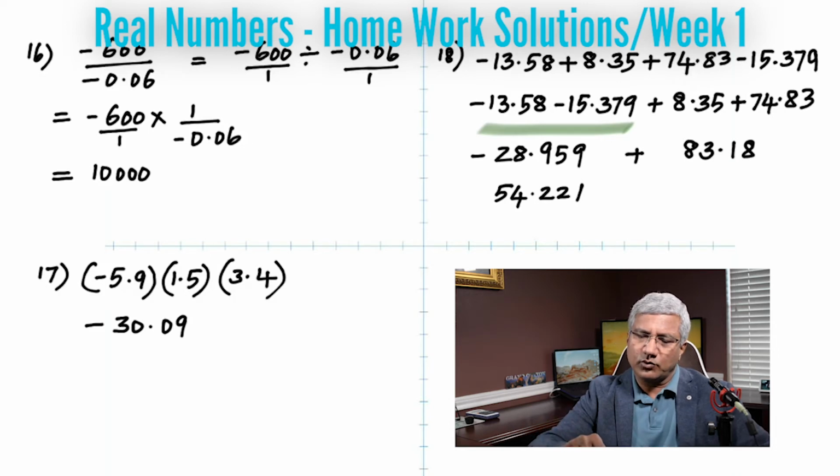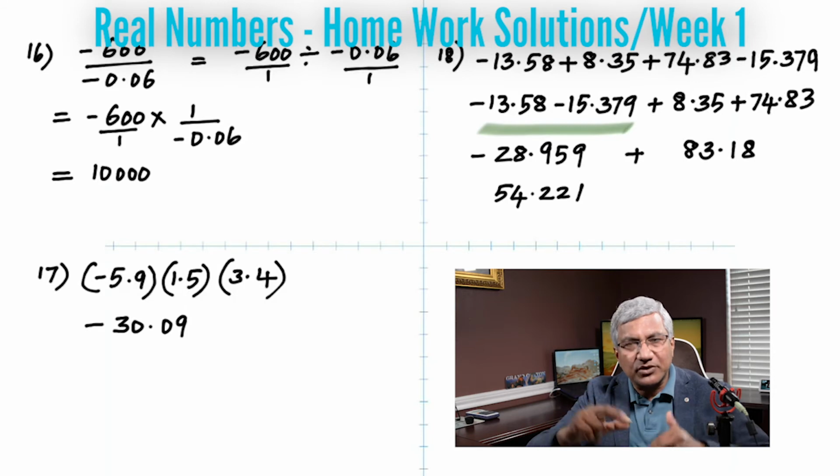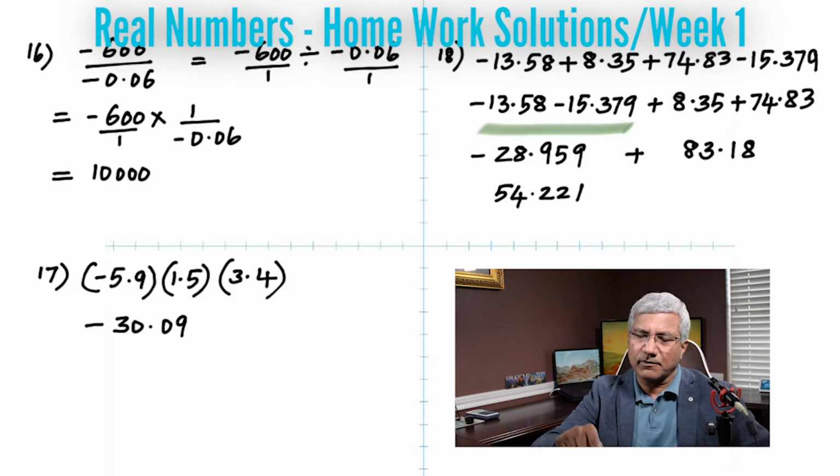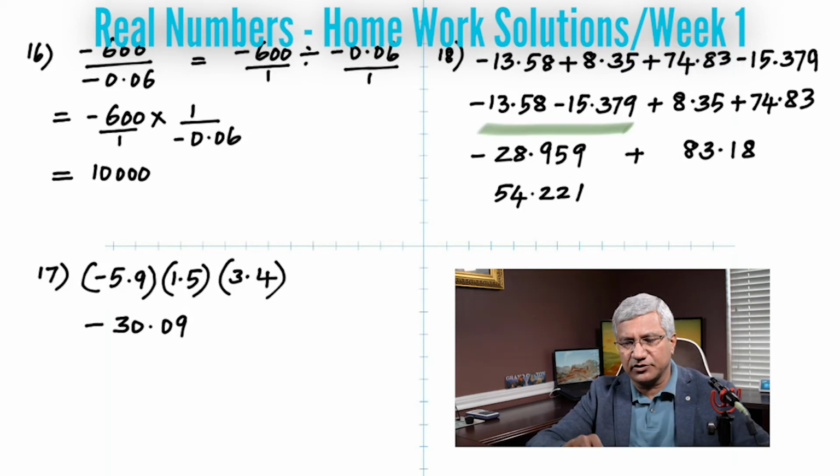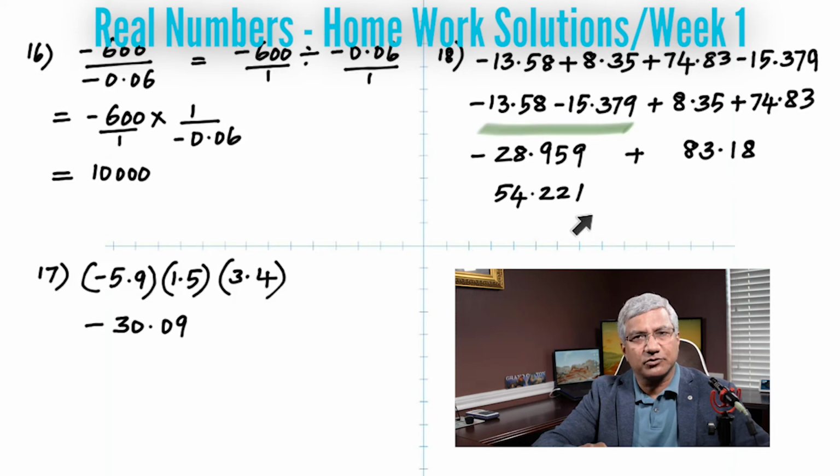Okay, and then finally when you have a negative number, add it with a positive, remember to take the difference in their absolute values and put the sign of the greater number. So first you do 83.18 minus this, which is the difference in their absolute values, which will give 54.221. Then look at the two numbers. Oh, this number is greater, and its sign is positive. So the final answer is going to be positive.